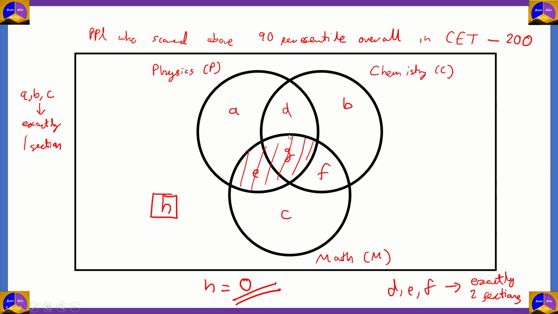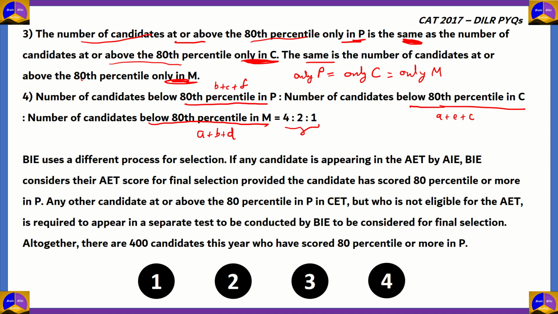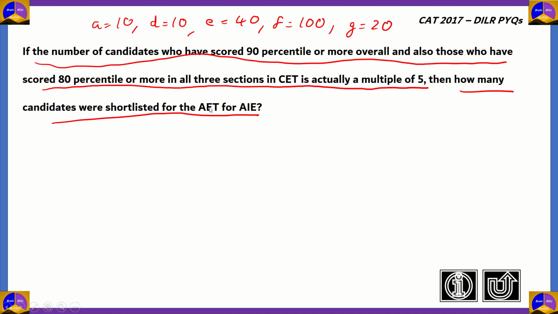Now what does that mean for the Venn diagram? So for the Venn diagram, people who have scored more than 80 percentile in at least 2 sections would mean that these sections that are D, E, F, and G, so all the places where the circles intersect, these people are qualified for the AET. That means they can now go on and attempt the Advanced Entrance Test.